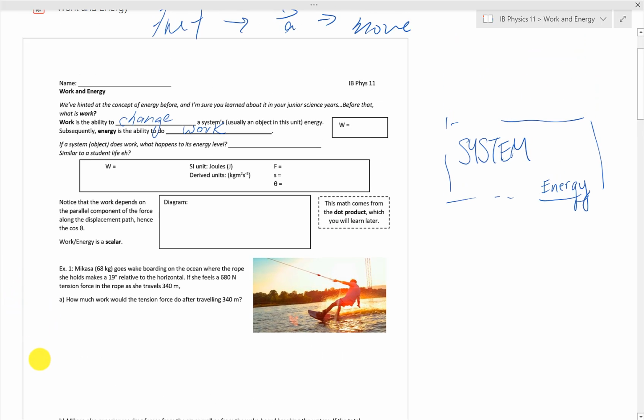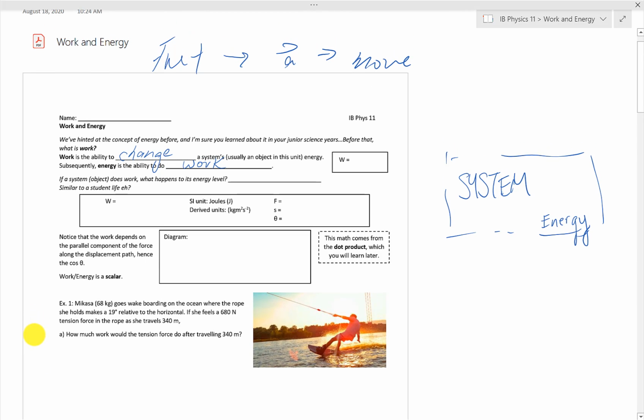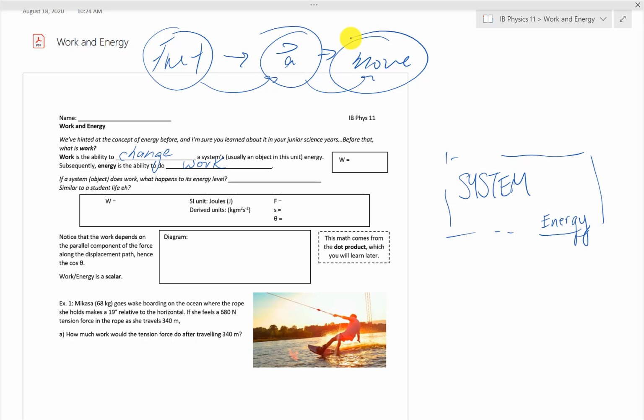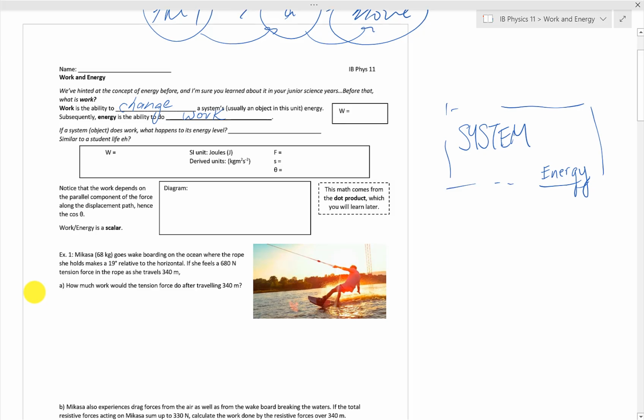Now that you're on work and energy, I expect you to know Newton's 3 laws, as well as how that relates to motion. The fact that you have a net force that will cause some sort of acceleration and allow an object to move. So then we'll get to see how that applies to work and energy and how they are related in this unit. So then what is work and energy?